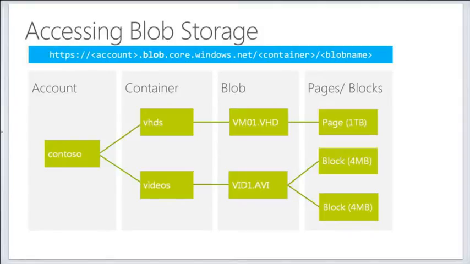There's different types of files here. There's one called a page blob, and one called a block blob. So when I have a block blob, that would be things like movies. So blocks are the ones down here. And the blocks, as you see in the right side, are 4 meg blocks.